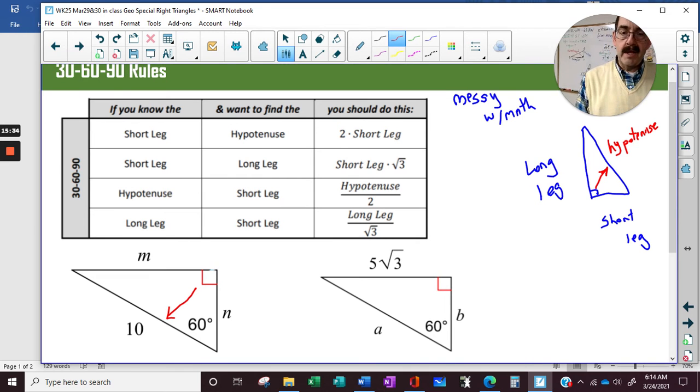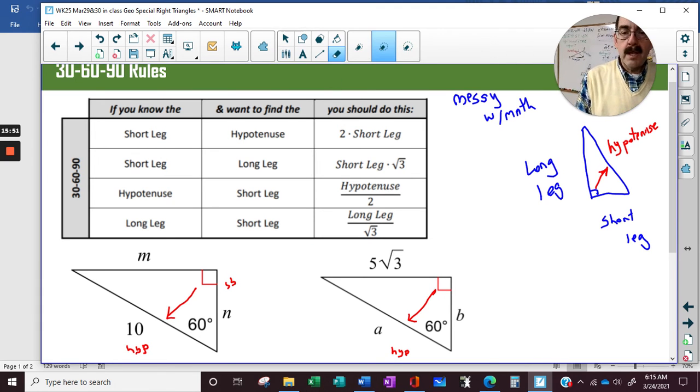Hopefully everybody drew an arrow because this 10 represents the hypotenuse. This arrow represents the hypotenuse. Okay? Now we need the short leg. And the short leg, have you guys noticed the pattern already? That the short leg is always across from the 30 degree.